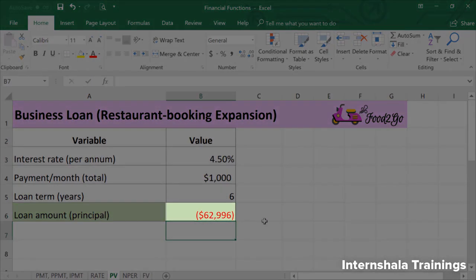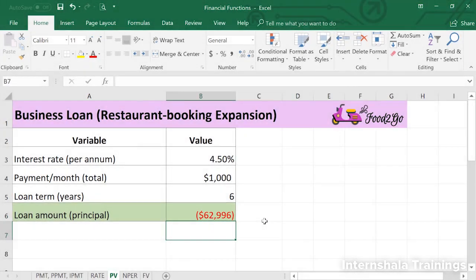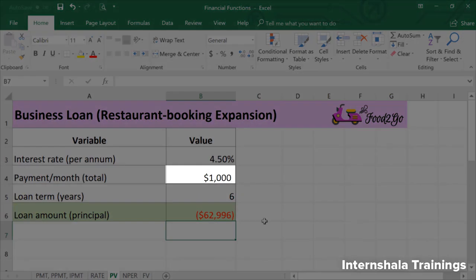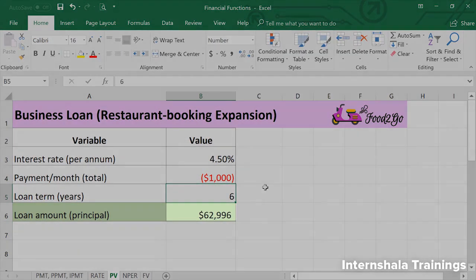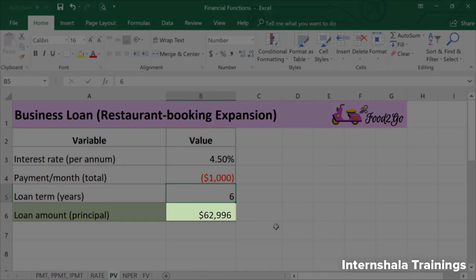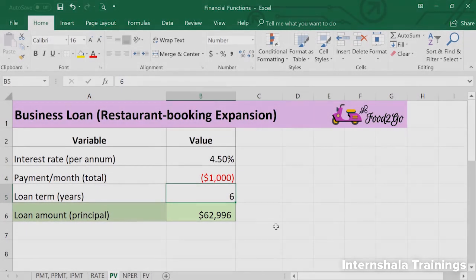Now we end up with a negative loan amount. Again, this is because our monthly payment value has been input as a positive value. If we change this to a negative, since it's a cash outflow, our loan value will automatically become positive, which reflects that it's a cash inflow. Now Ishan is pretty happy that he can borrow more than the initially planned $50,000 if he chooses to invest into expanding the Food to Go app to include restaurant reservations.